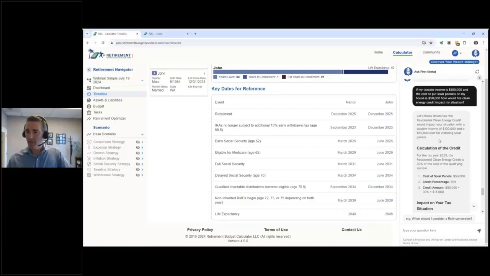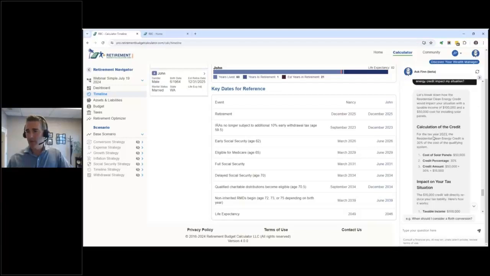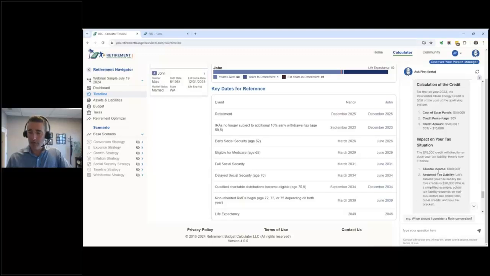Let's break it down. And he says, calculation of the credit. For the tax year 2023, the residential clean energy credit is 30% of the cost of the qualifying system. Cost of solar panels, $50,000. The credit percentage would be 30%. The credit amount would be $15,000.